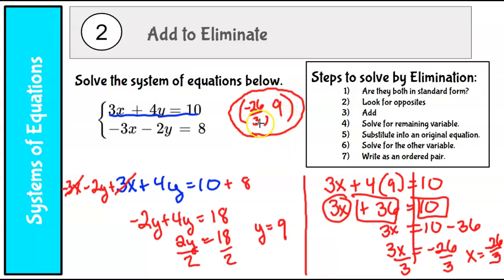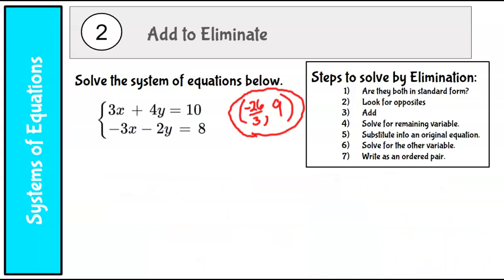Now, that seemed kind of weird to me that I got negative 26 over 3 and it seemed a little awkward. So the best thing about systems of equations is that you can know whether you have the right answer or not because you can check to see if it's true. So let's do that real quick. Remember, if it's a solution, then it makes this equation true. So when I plug negative 26 over 3 in for x and 9 for y, do I get 10?